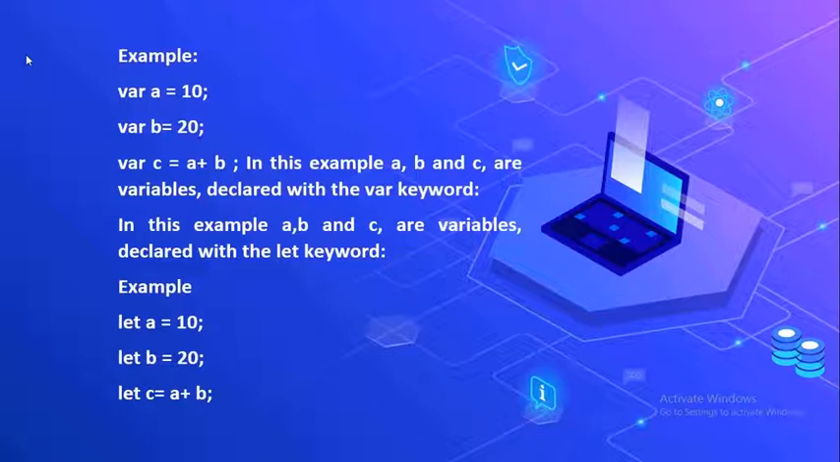In this example, a, b and c are the variables declared with the var keyword. In this example, a, b and c are the variables declared with the let keyword. Example: let a = 10; let b = 20; let c = a + b.